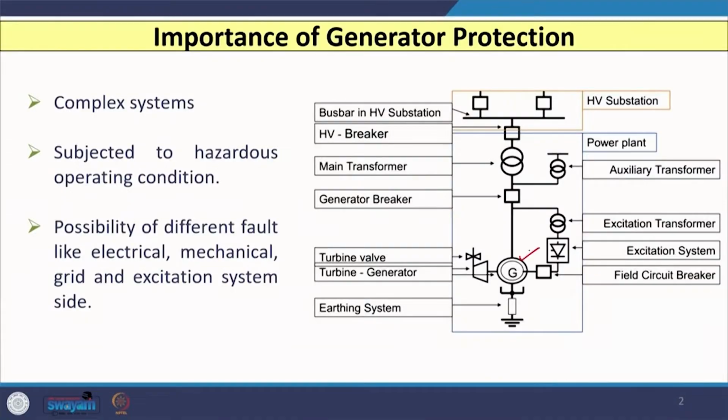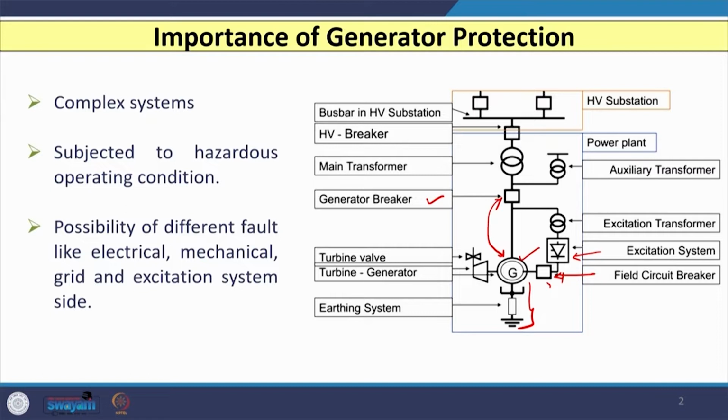If we talk about the generator, then along with this generator you have some earthing systems associated with it. You also have the breaker associated with these generators, and this breaker is known as the generator breaker. Along with this generator you have the excitation system, and with this excitation system the excitation breaker, which is known as the field circuit breaker, is also there.